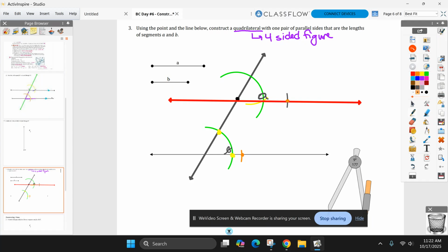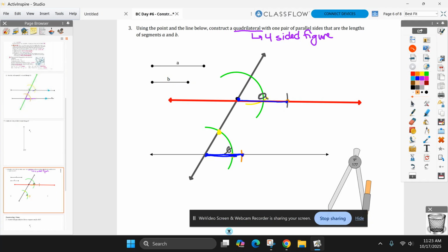I satisfied everything. Now the question is, how do I make this into a quadrilateral? You said it was a four-sided figure. Do you see anything we could start connecting here? I already know where two sides of my quadrilateral are, A and B, right? It's got to be here to here. There's two sides. Anybody? Ryan, how do we finish this off to make two more sides?